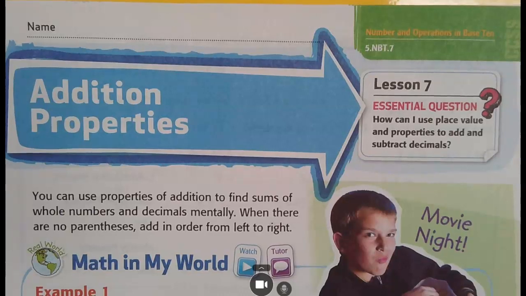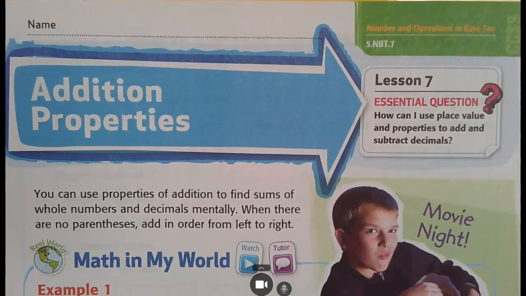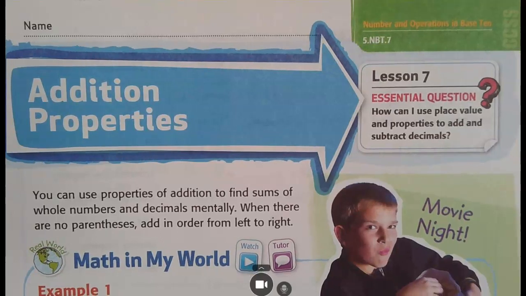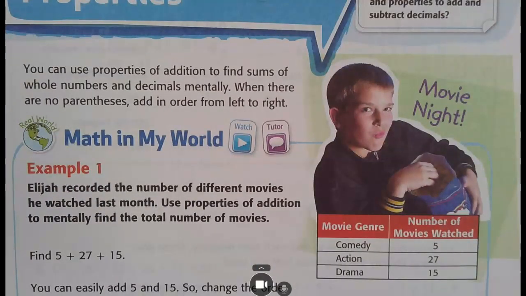Welcome back to math. We're going to be talking about addition properties. You can use properties of addition to find sums of whole numbers and decimals mentally. I love this because we can do it in our heads. When there are no parentheses, we're going to add in order from left to right.